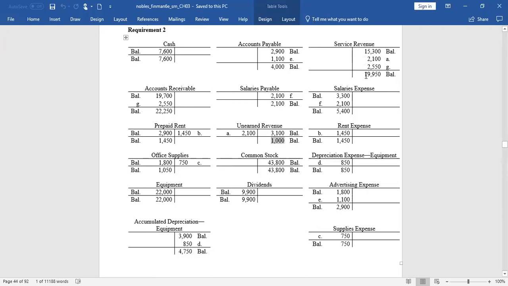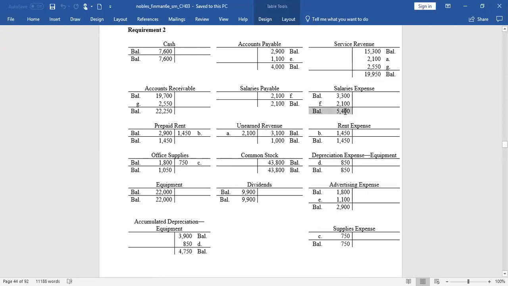Look at that service revenue. If we didn't do adjusting journal entries, it would look like we only had $15,300 of revenue, when in fact we have $19,950. See how we're updating and getting those balances perfect.